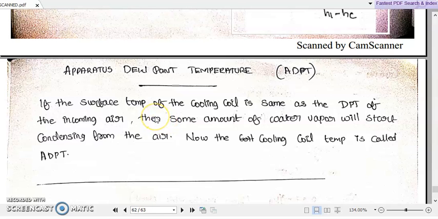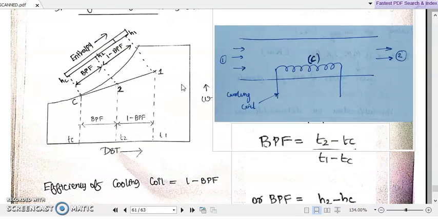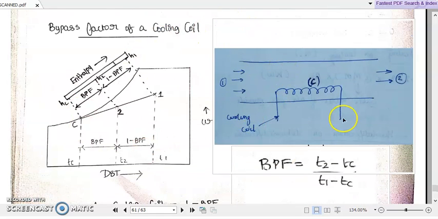So all of you learn this thoroughly. This apparatus dew point temperature and this bypass factor are repeatedly asked in the university exams.